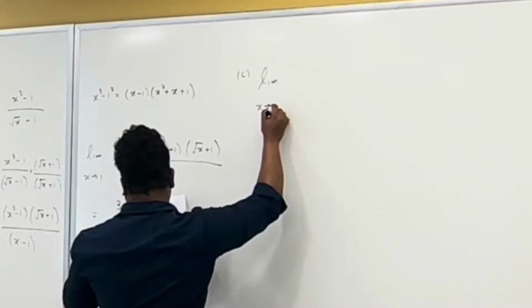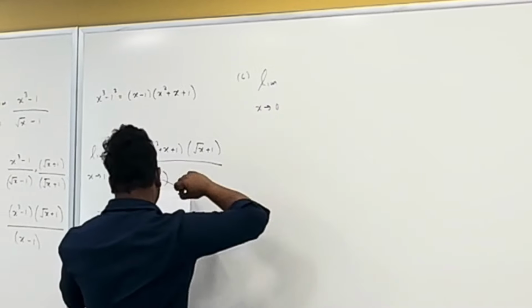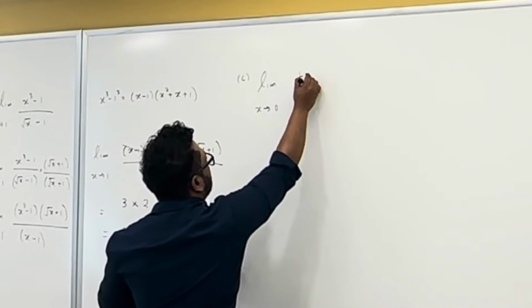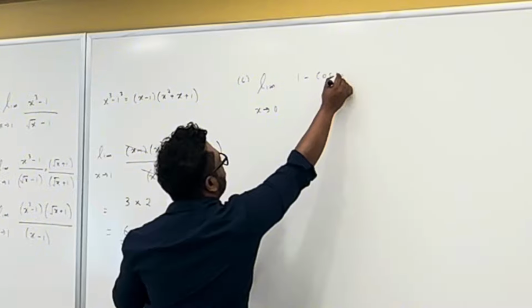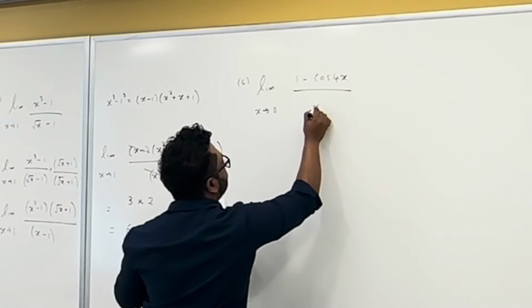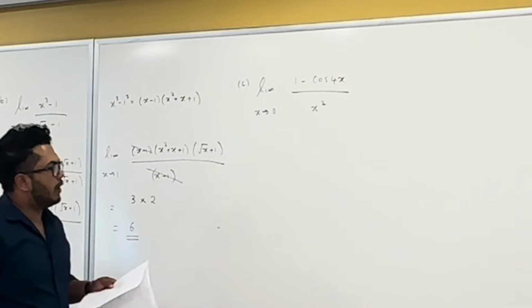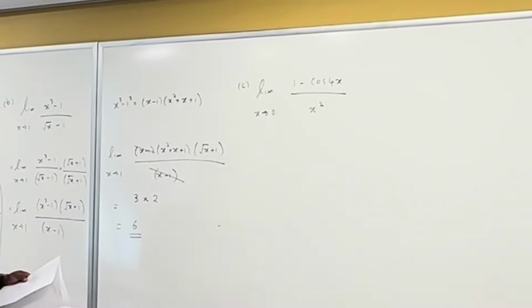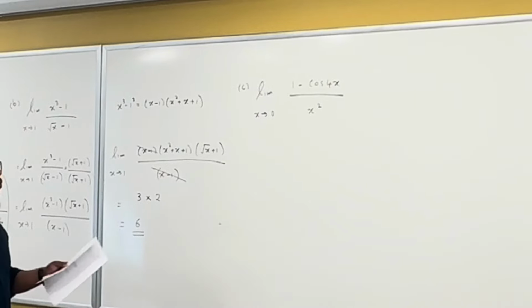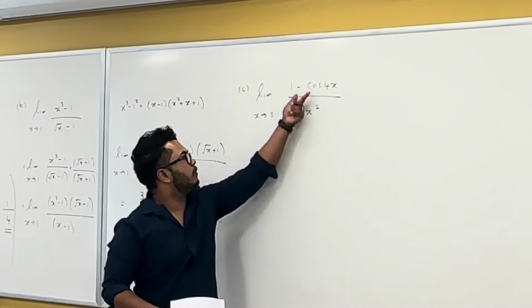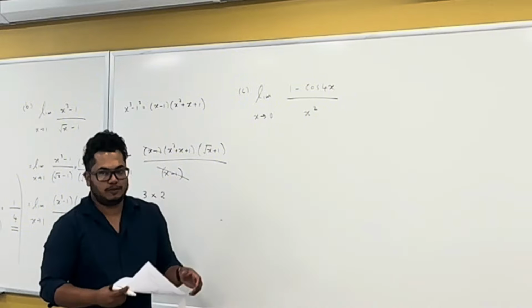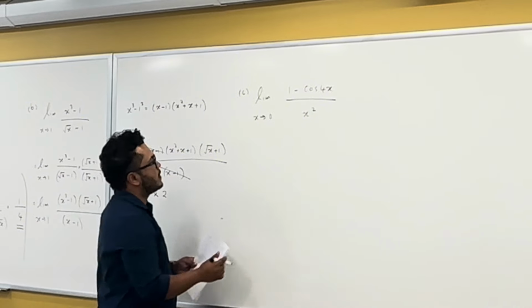Maybe you can use double angle formula here. Let's see. 1 minus cosine 4x over x to the power 2. When you plug x equals 0, cosine 0 is 1. So 1 minus 1 is 0 over 0 if you plug 0. So it's 0 over 0 again.